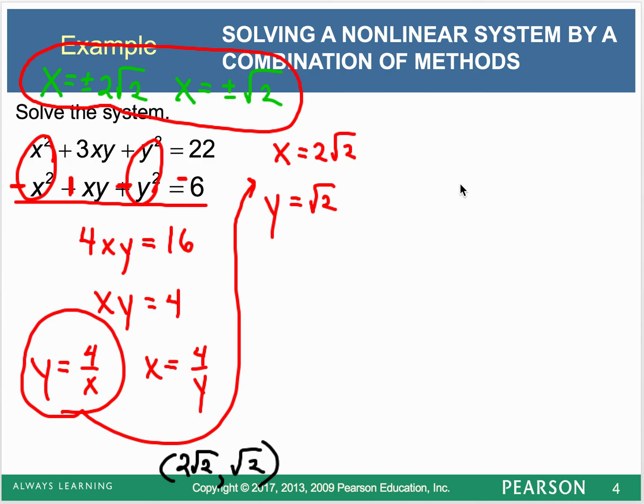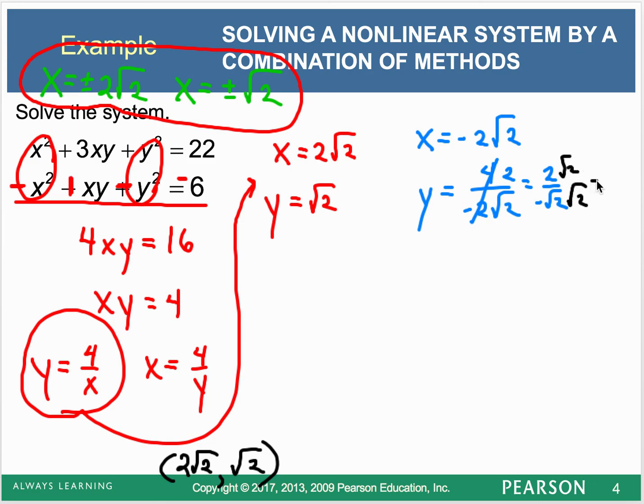So now let's try what if x equals negative 2 square roots of 2. Well, let's plug into that equation. y would be 4 over negative 2 square roots of 2, or 2 over negative square roots of 2. Once again, we can't have that. So if we multiply numerator and denominator by 2 square roots of 2, we get negative 2 square roots of 2 over 2, so negative square roots of 2.